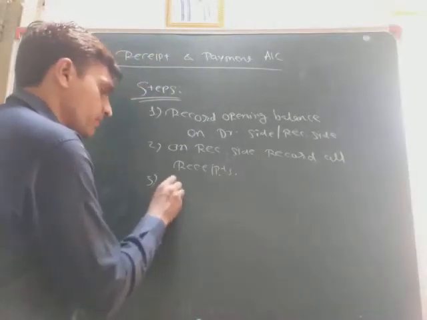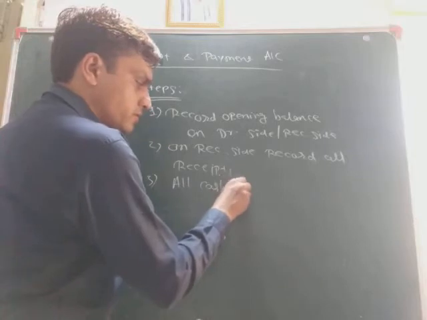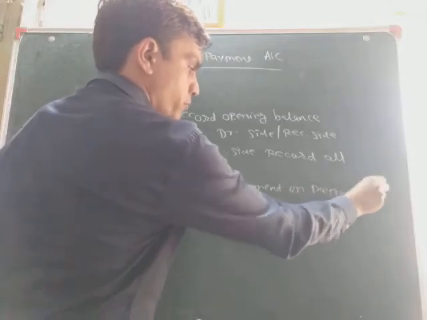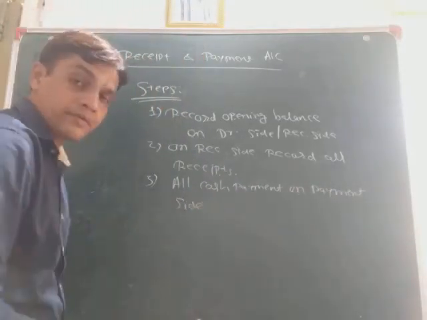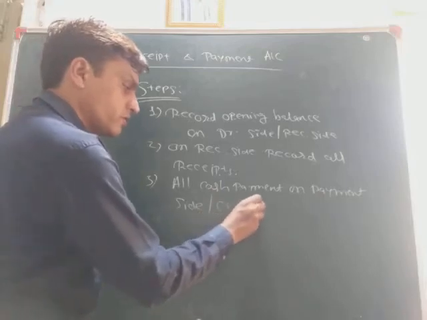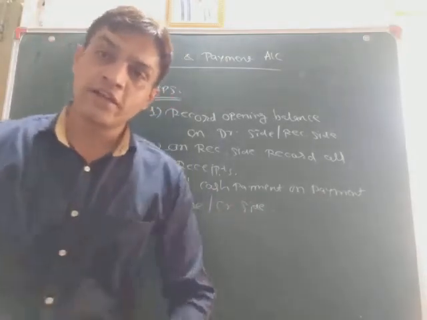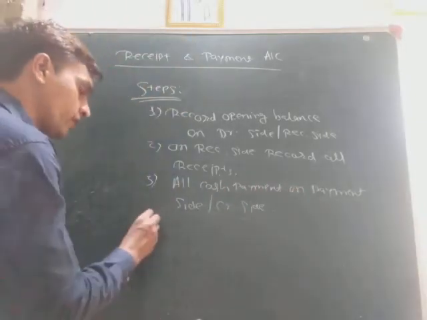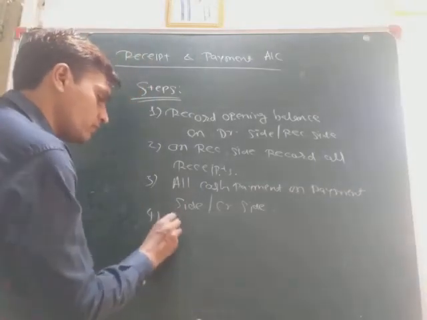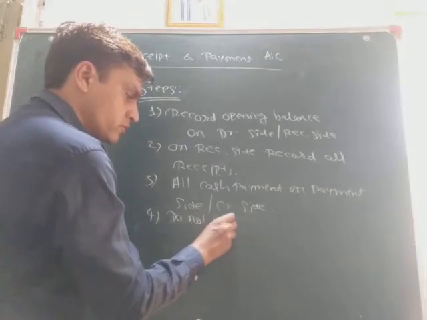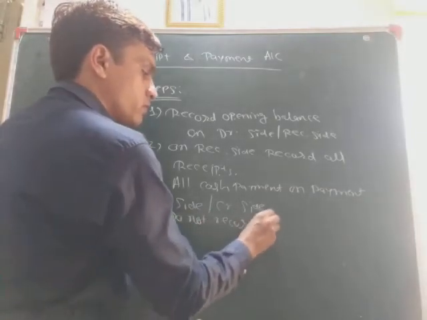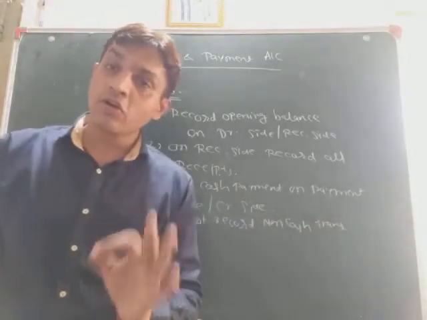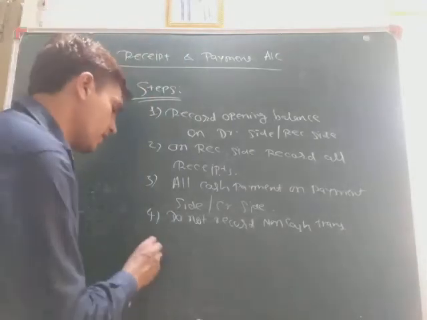Number 3, all cash payments on the payment side, or we call it the credit side. On the credit side or payment side we have to record all payments. And the fourth one: do not record non-cash transactions. Do not record non-cash transactions in this account.